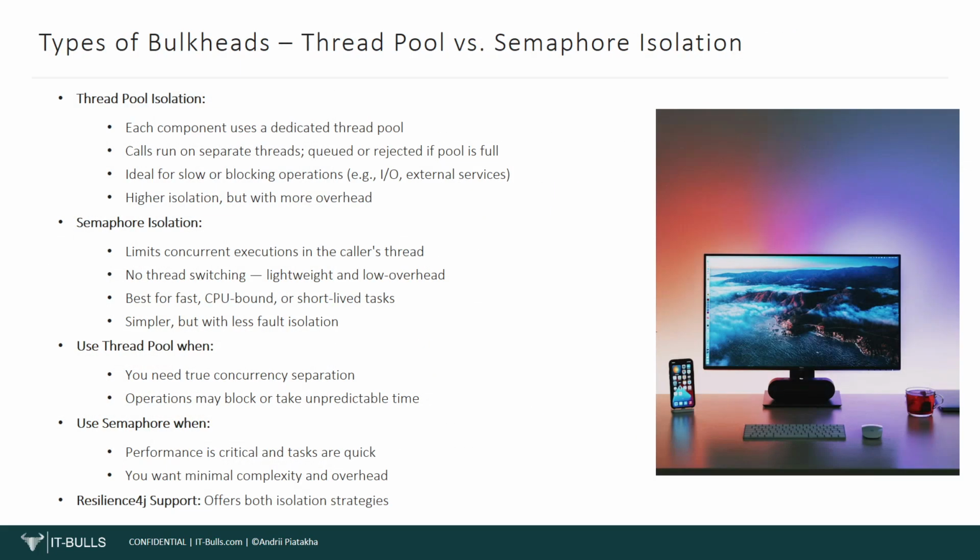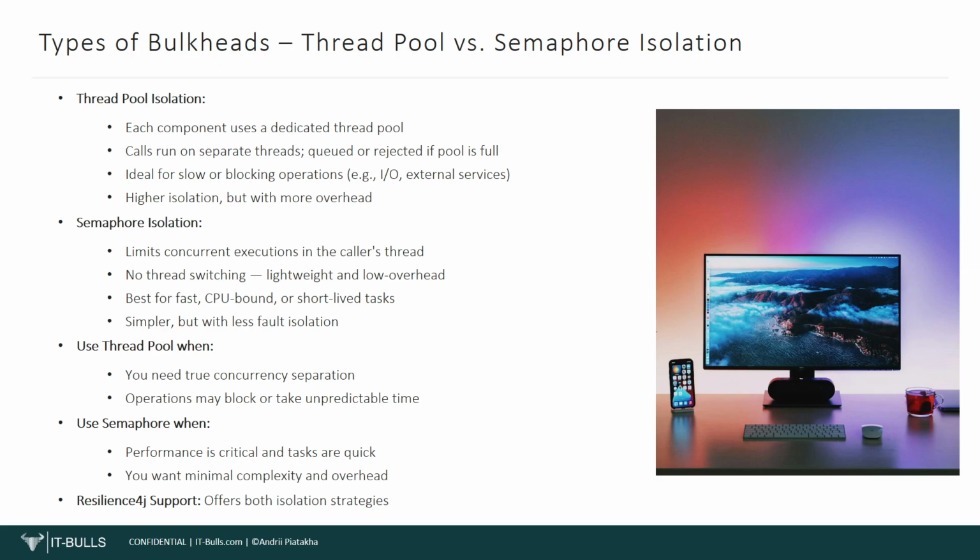Now that we have seen why bulkheads are important in real systems, let's take a moment to understand the two main types of bulkhead implementations you'll encounter: thread pool isolation and semaphore isolation. Both serve the same purpose: limiting concurrent access to protect resources, but they do it in slightly different ways, each with its own trade-offs.